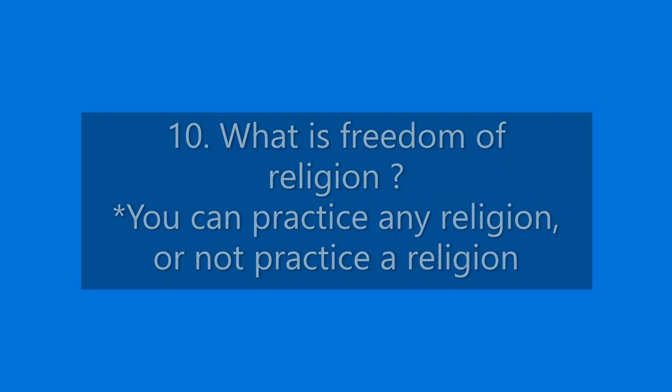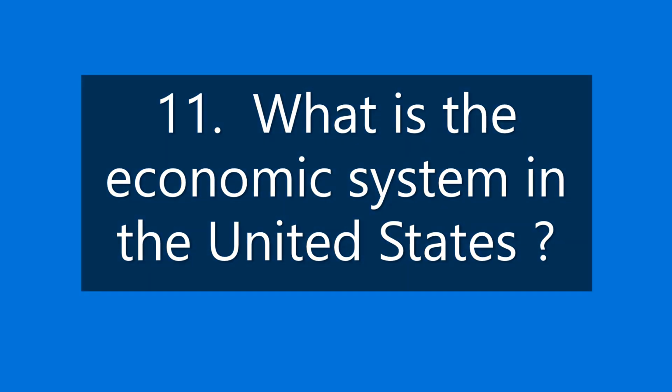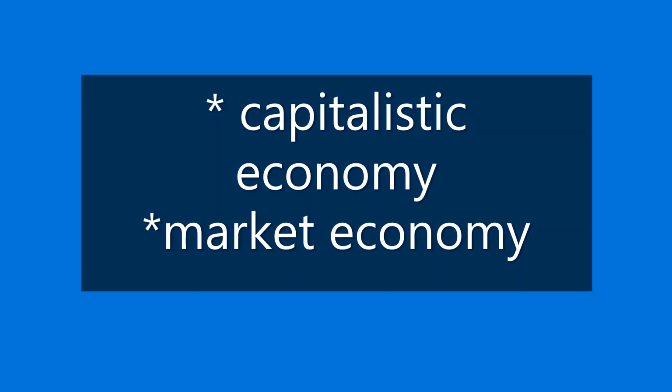Question number 11. What is the economic system in the United States? The answer: the economic system in the United States is the capitalist economy and the market economy.